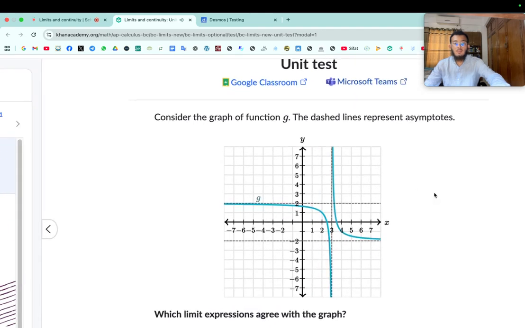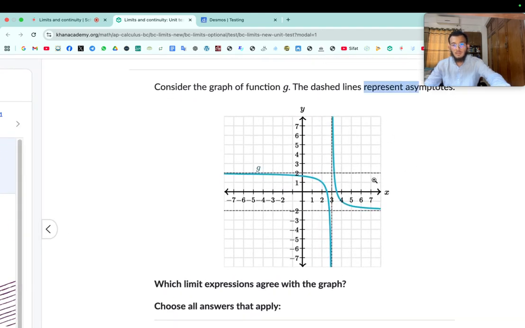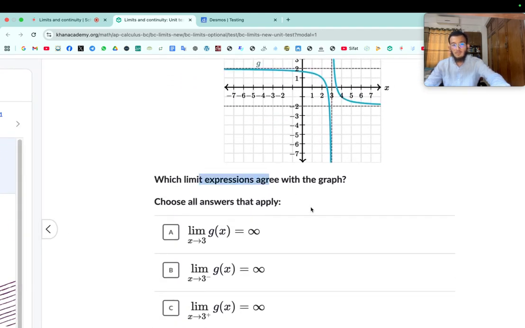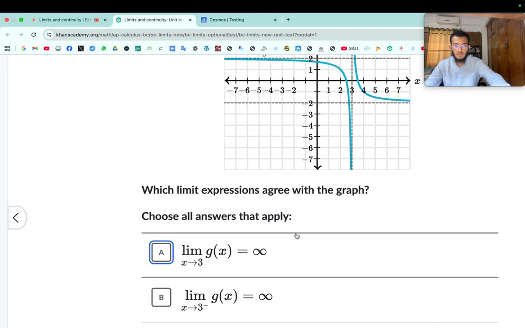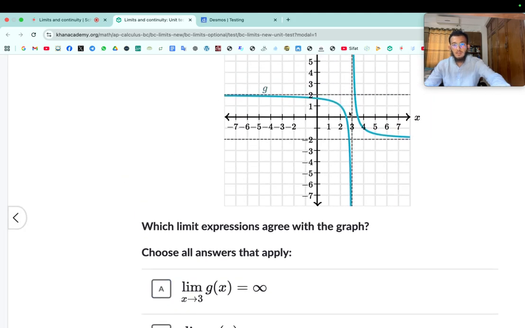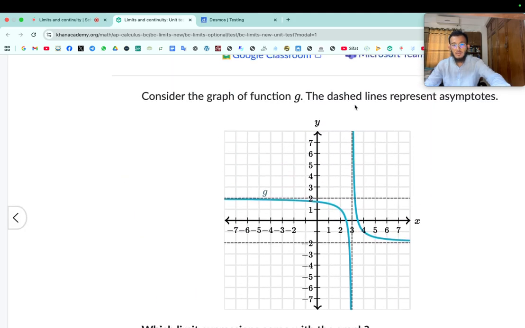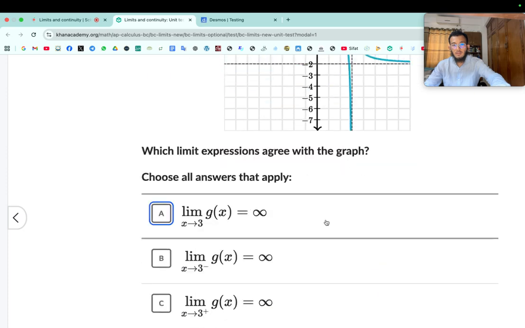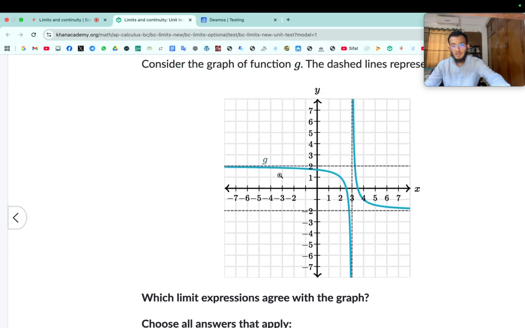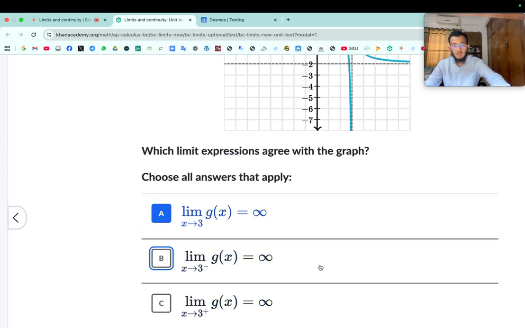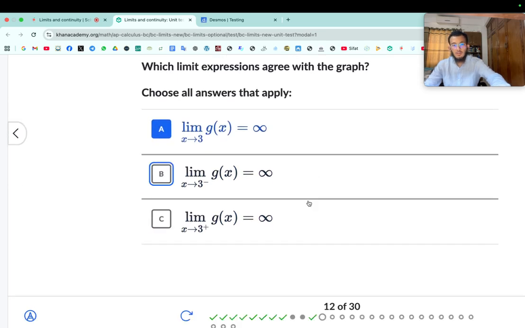Consider the graph of function g. The dashed lines represent asymptotes. Which limit expressions agree with the graph? Limit of g(x) as x tends to positive 3. The limit is, as you can see, positive infinity. That is correct, but 3 from the negative side is negative infinity, as you can see. So these are not correct.